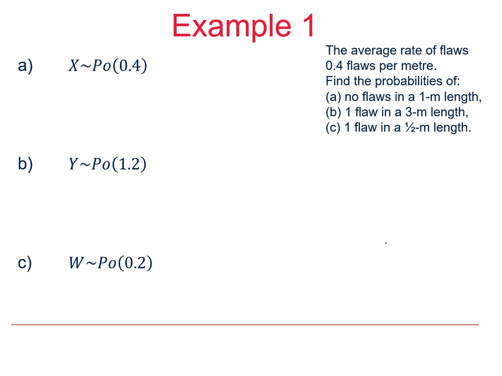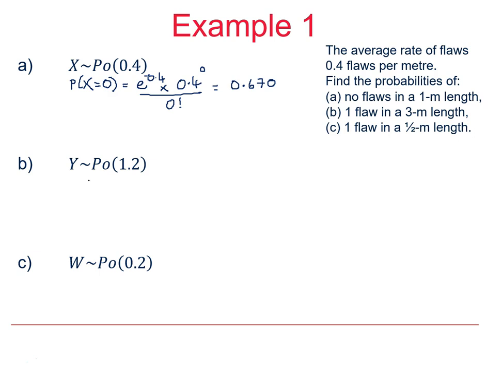And to work these out, it's fairly straightforward and you can have a go at this yourself. First of all, we want the probability that we have no flaws in 1 metre, so e to the minus lambda multiplied by lambda to the 0 divided by 0 factorial, which if you remember is defined as 1, and you should obtain 0.670 for that.